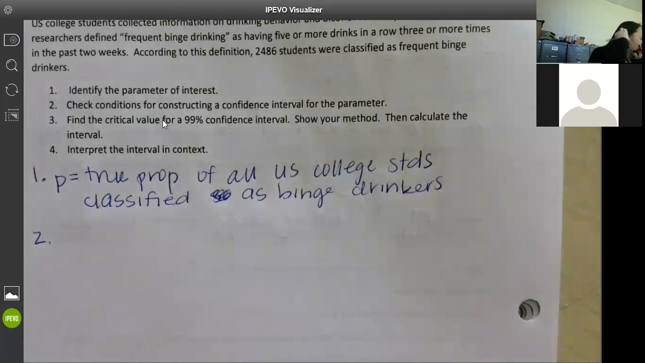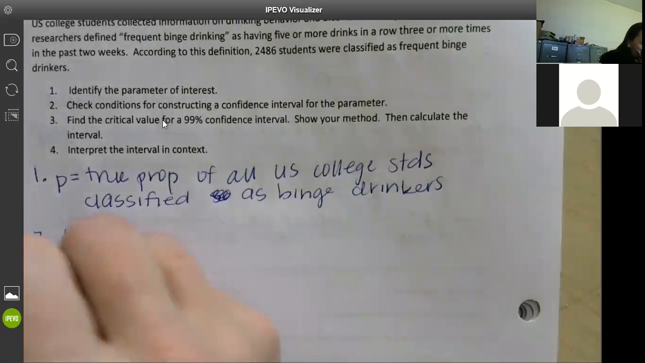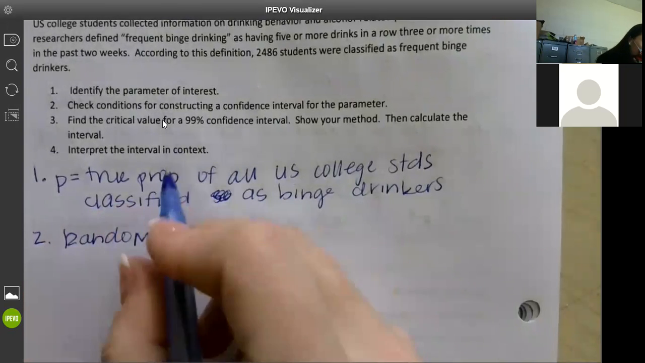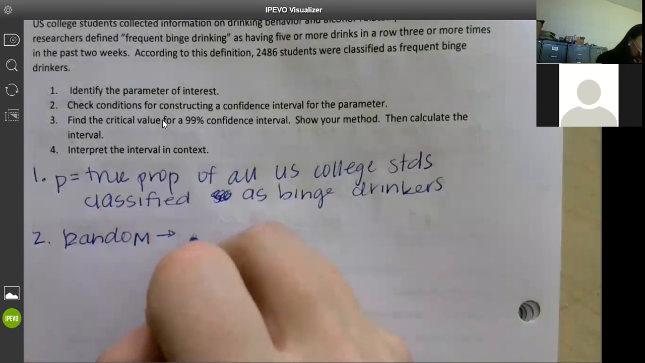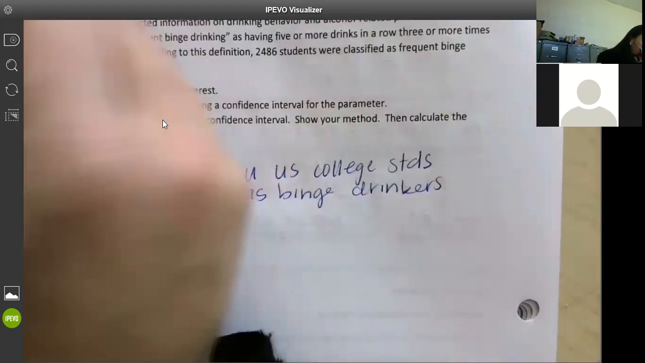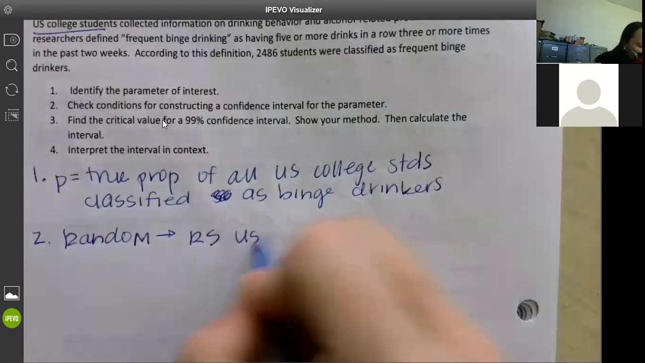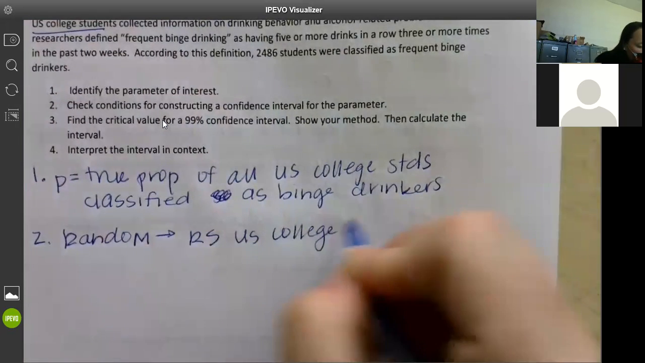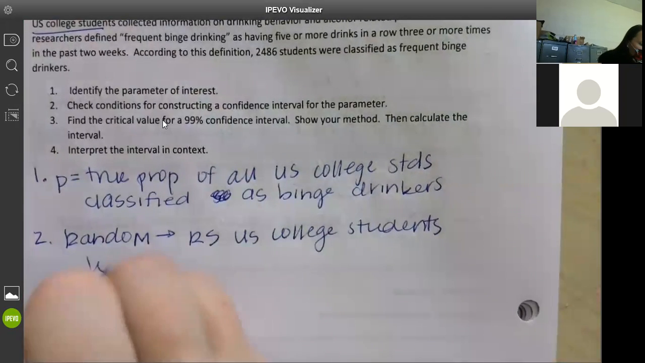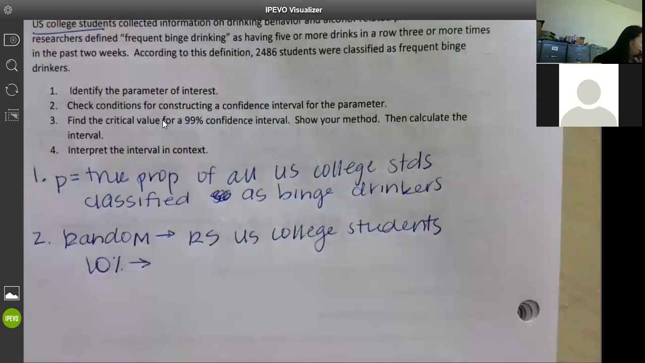All right, check conditions for constructing a confidence interval. So what's the first condition I have to check? Do we know if it's random? It says randomly selected U.S. college students. Good. We're going to check the 10% rule.